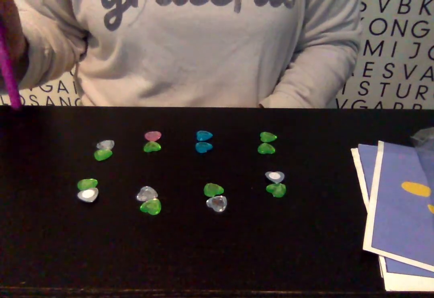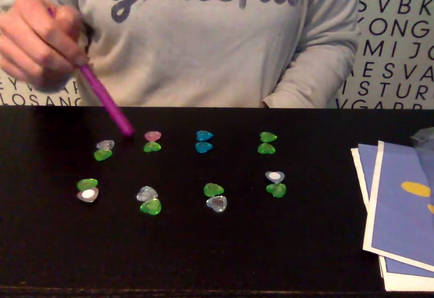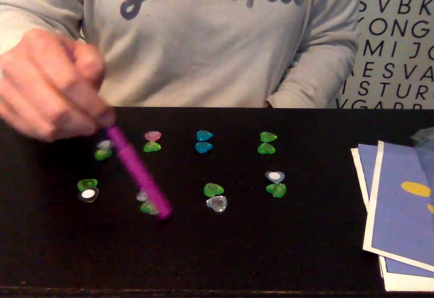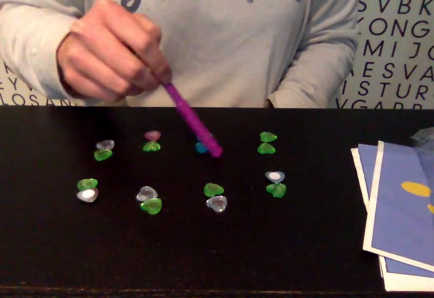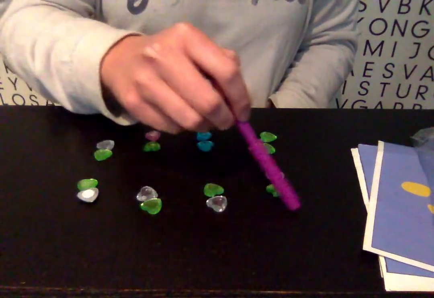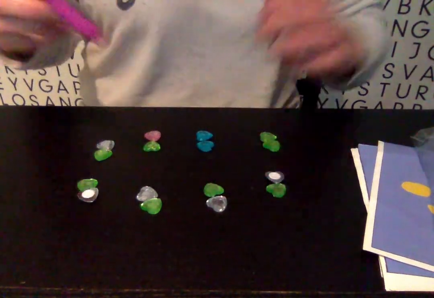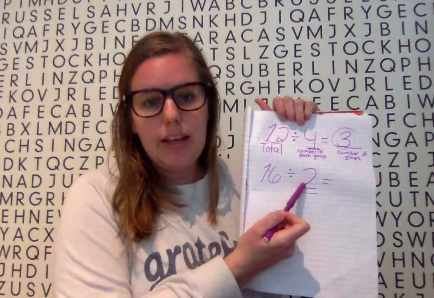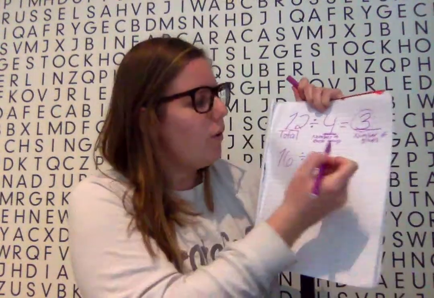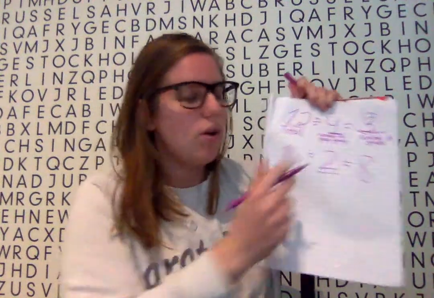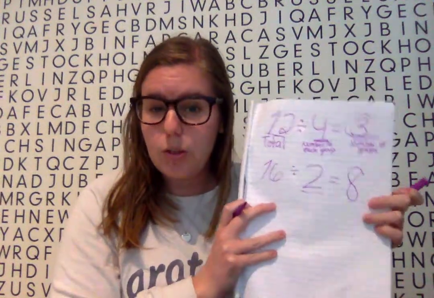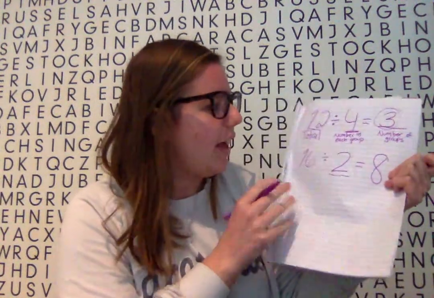So now we need to count how many groups we have. We have 1 group, 2 groups, 3 groups, 4 groups, 5 groups, 6 groups, 7 groups, 8 groups. So we know that if we split 16 into groups of 2, we're going to have 8 groups all together. So let's try one more to make sure you have the hang of it.